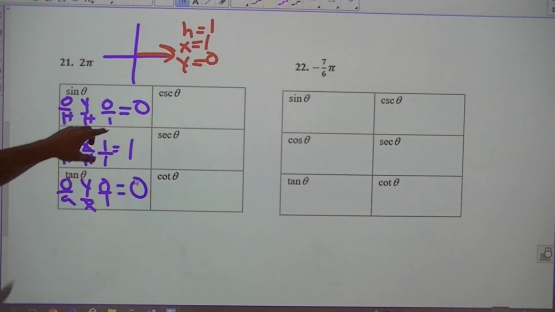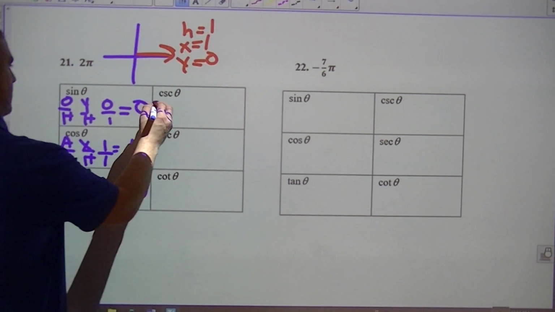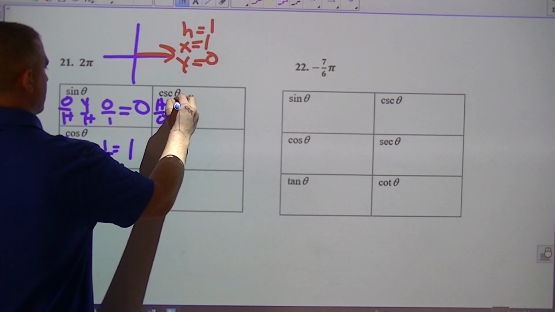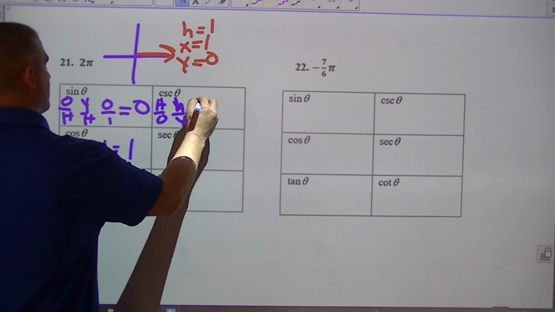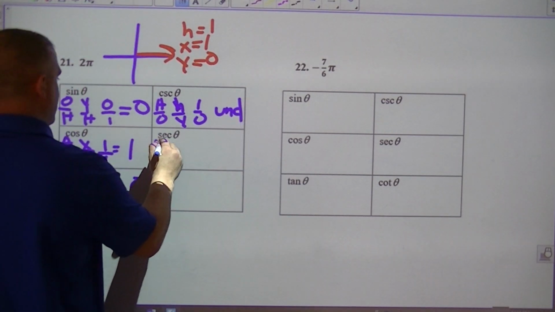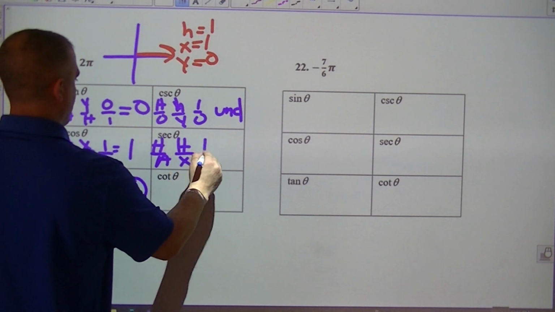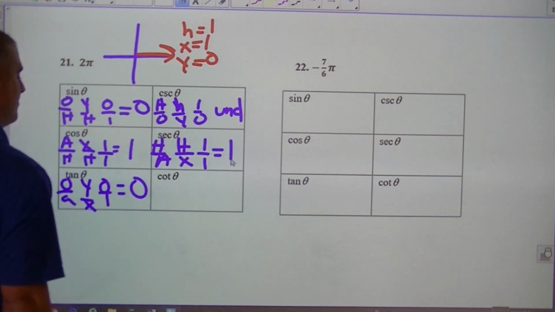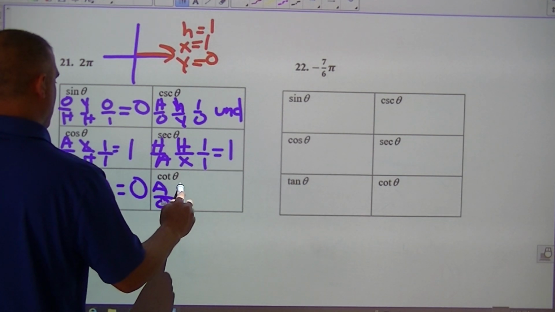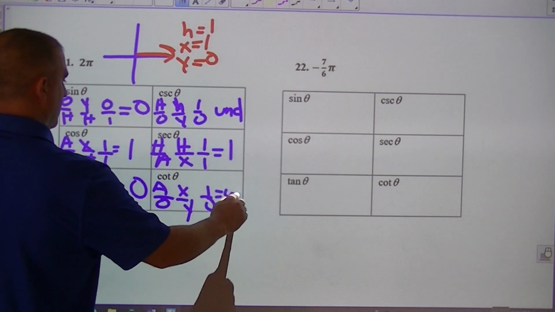Alright, if you want a shortcut here, 0 is going to turn into undefined, and 1 stays 1. But if you want to see this, this is h over o, or h over y, which is 1 over 0, which we know is undefined. H over a, or h over x, is 1 over 1, which would be 1. And then cotangent would be a over o, or x over y, 1 over 0, which is undefined.